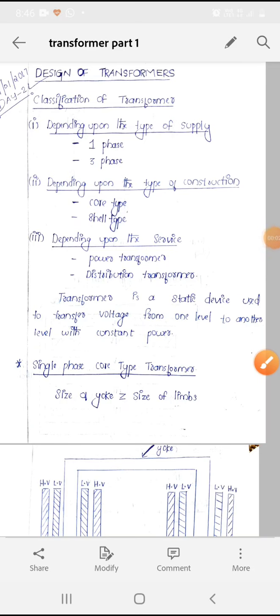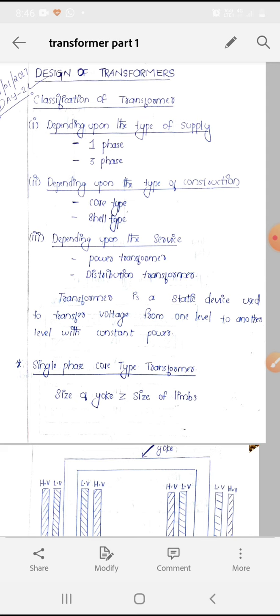Second module starts with the design of transformers. We all know transformers are classified into three. First is depending upon the type of supply, second one is depending upon the type of construction, and third one is depending upon the service.